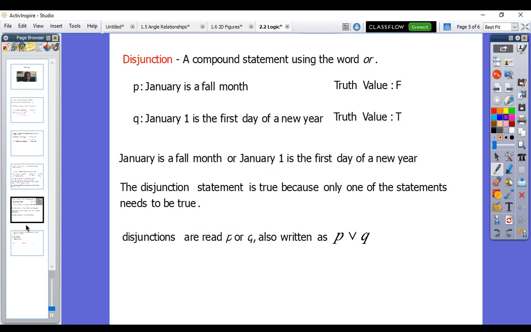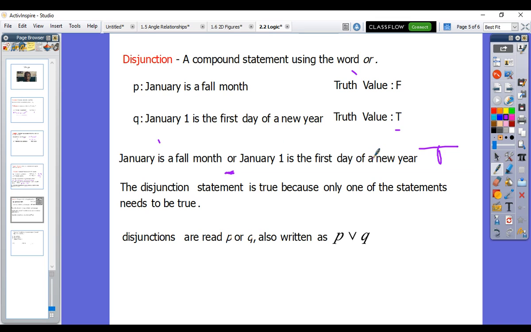So a disjunction is an or statement. And the cool thing about disjunction is only one of them has to be true. So for example here, January is a fall month. Individually, that statement is false. January 1st is the first day of the new year. That statement is true. So as the statement goes, January is a fall month or January 1st is the first day of the new year. That whole statement is true, because or lets you pick. Either this is true or this is true, the whole thing is true. The only way a disjunction can be false is if both statements are false.